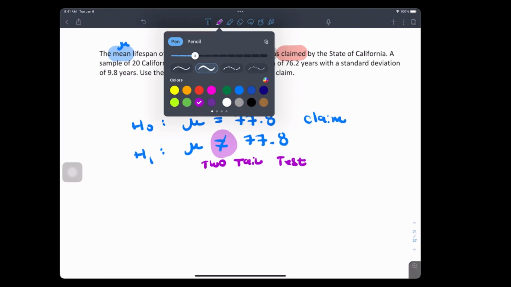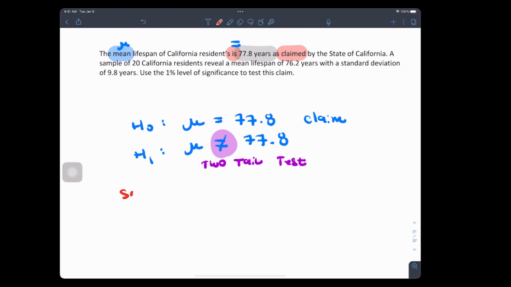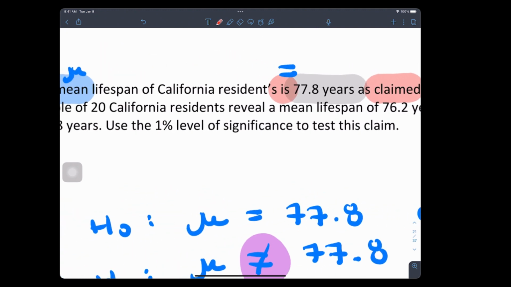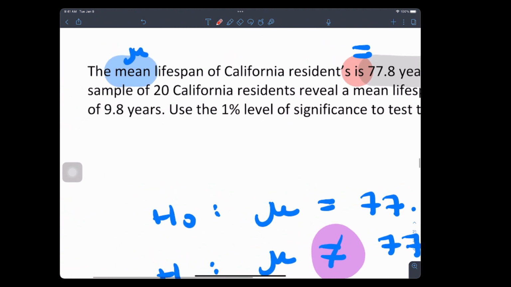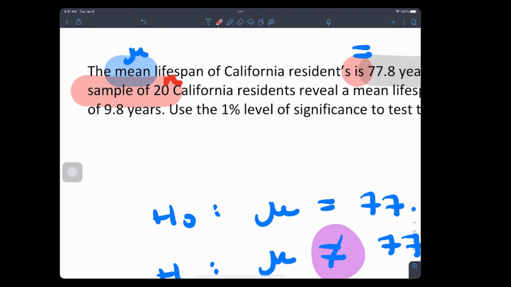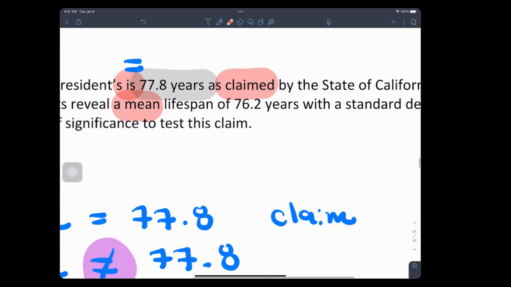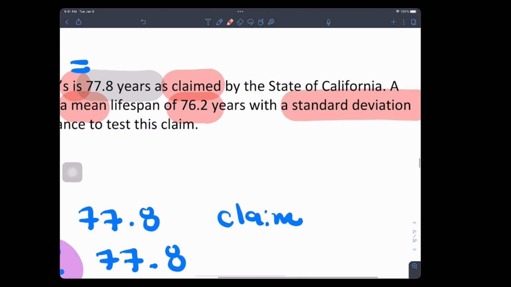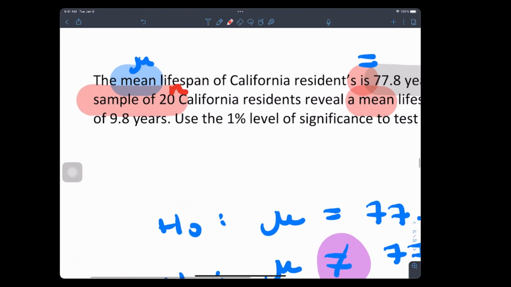Now, take your sample here. Because if we read further, it says a sample of 20 college students. That means sample size is 20. It has a mean lifespan of 76.2 with a standard deviation of 9.8.